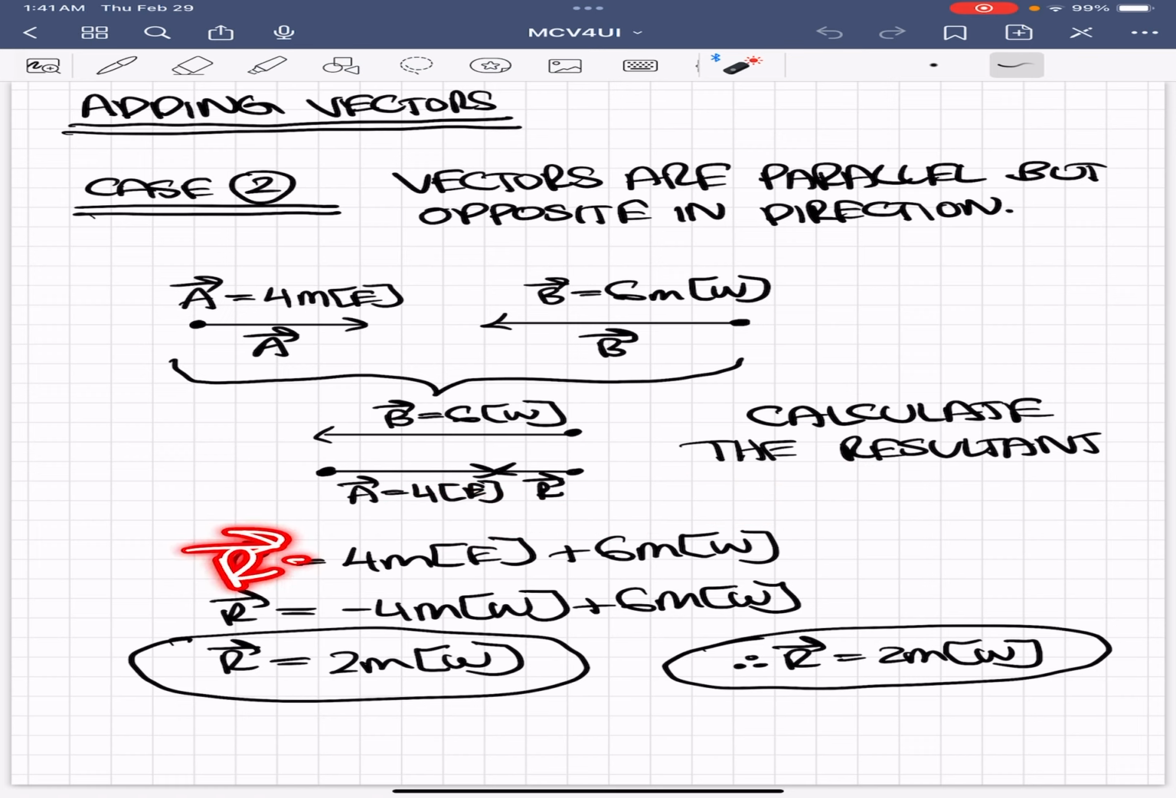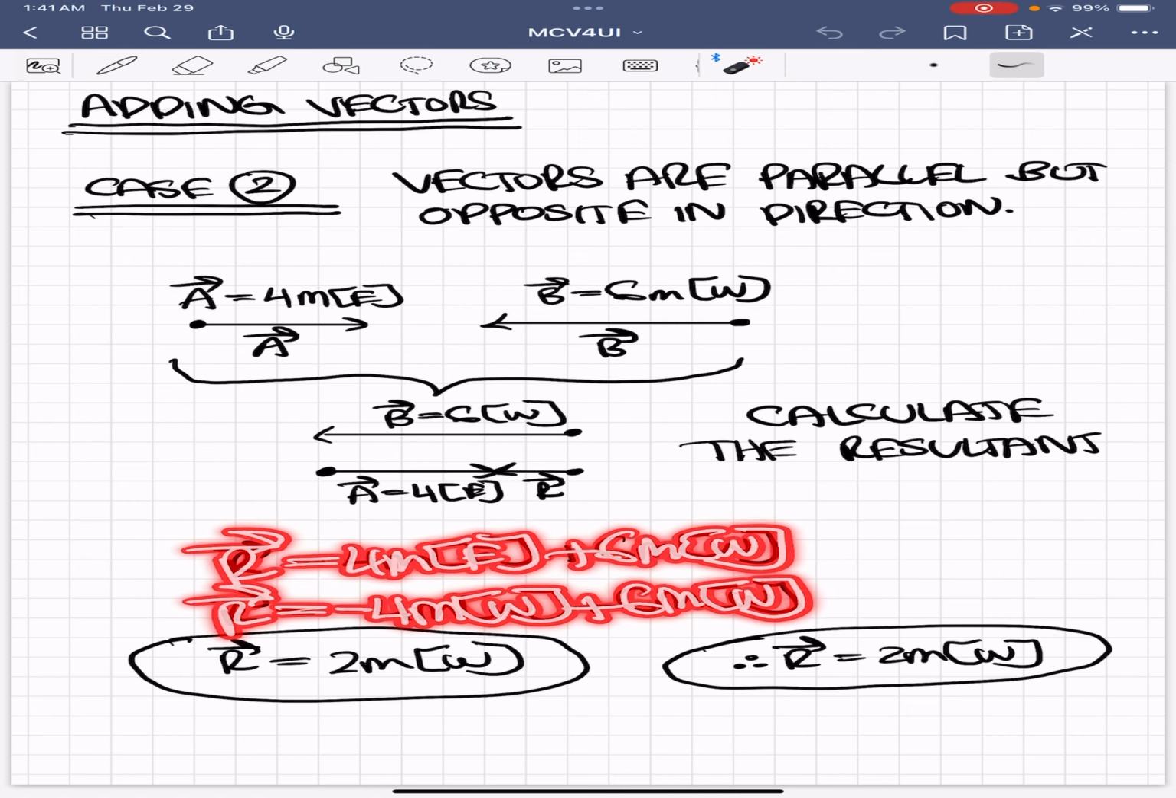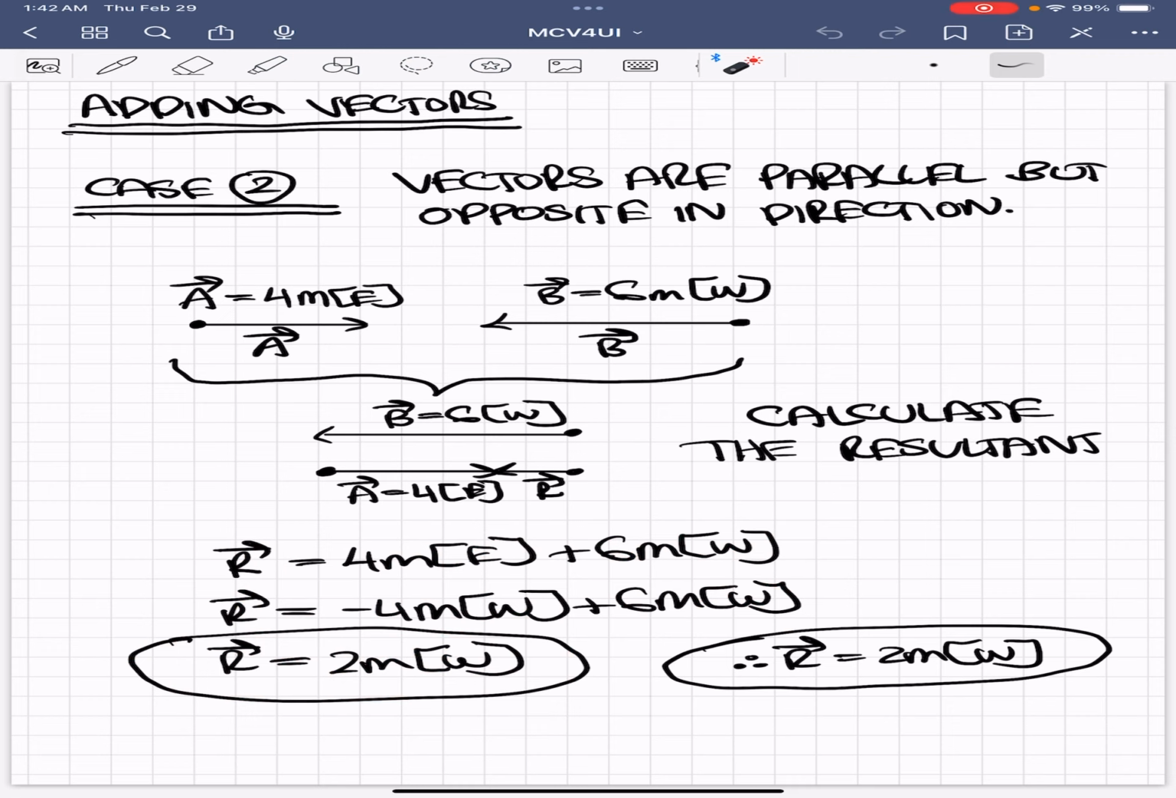But we have 4 meters east plus 6 meters west, and then I'm inverting the direction, so it's actually negative 4 meters west plus 6 meters west, and then I am left with 2 meters west. And that's our answer right there.